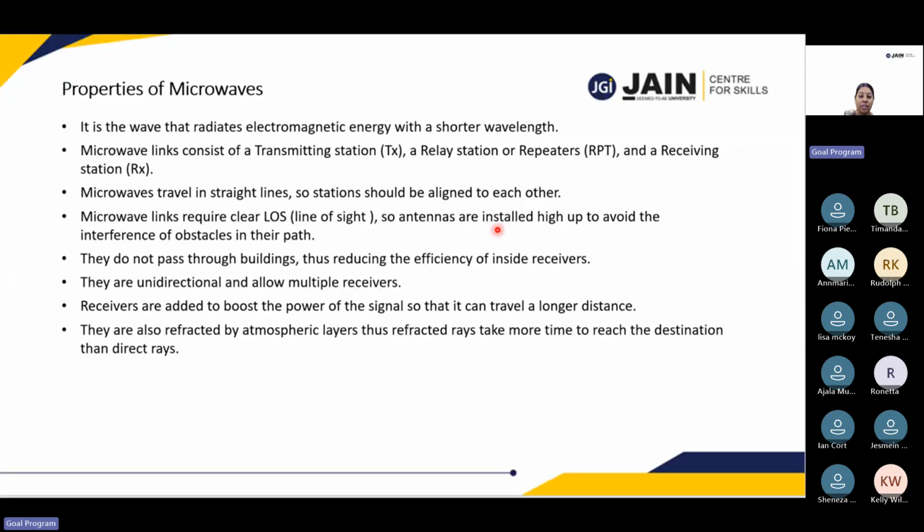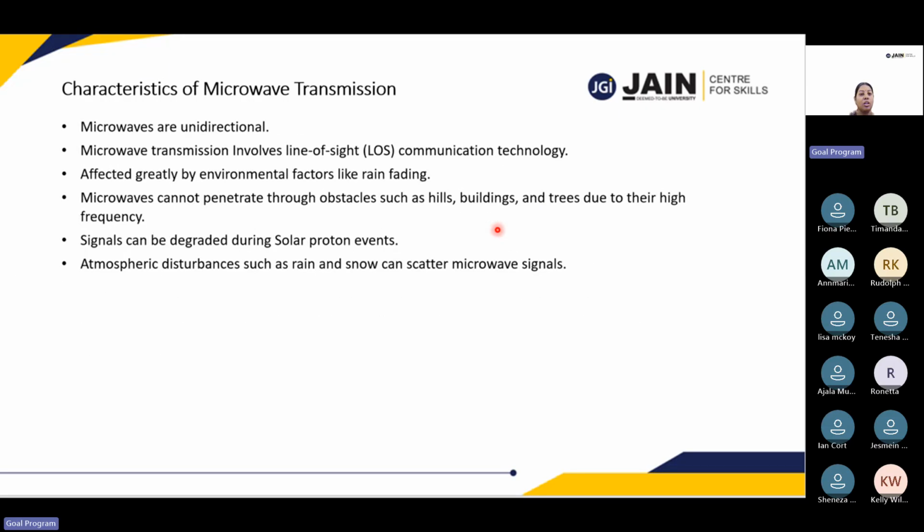They're also refracted by atmospheric layers. Refracted means that because of the atmospheric layers, the signals are bent, and thus refracted rays take more time to reach the destination than direct rays. So it will take a little more time. Microwaves are unidirectional, we have discussed already. It's a summary kind of thing we can say.